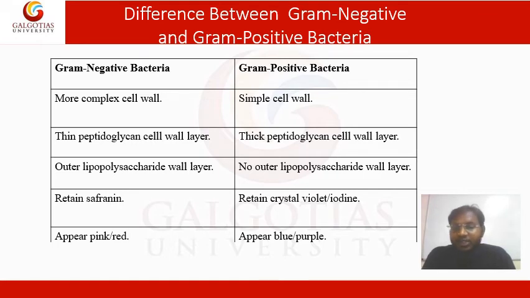And coming to the gram positive: a simple cell wall, a thick peptidoglycan cell wall layer, no outer lipopolysaccharide wall, and the last important points are these two: retained safranin and retained crystal violet.